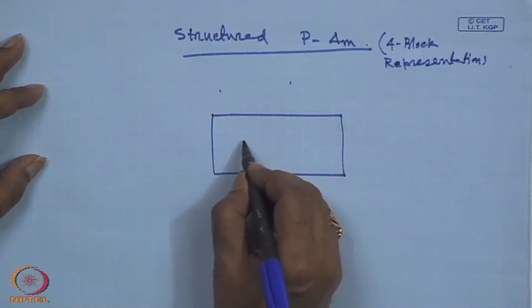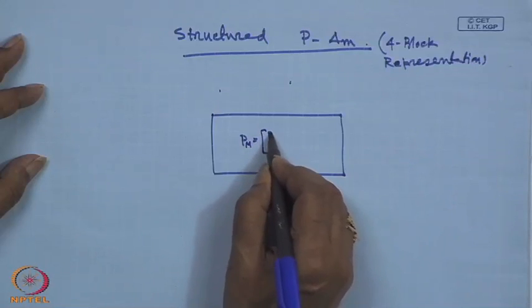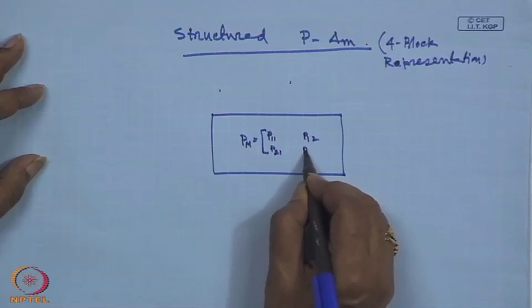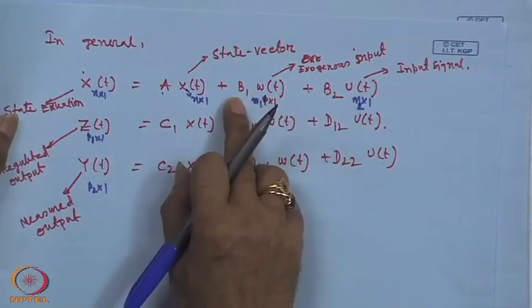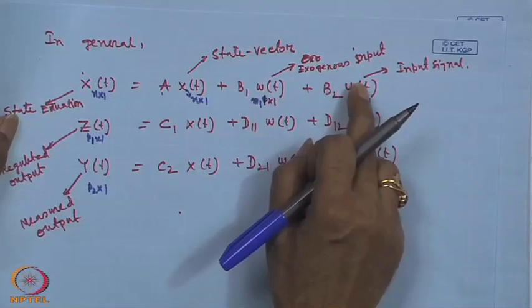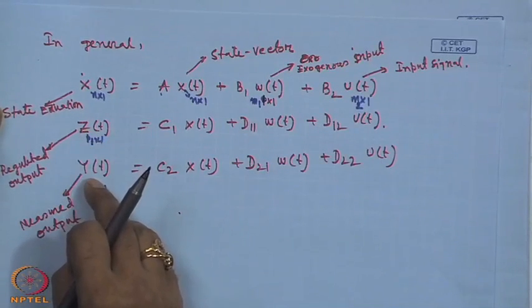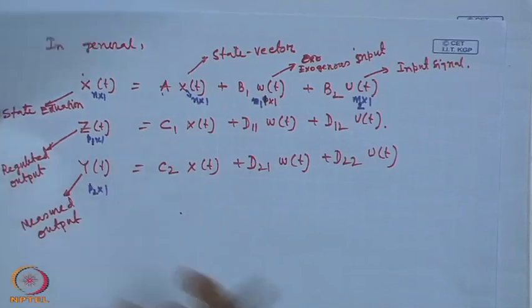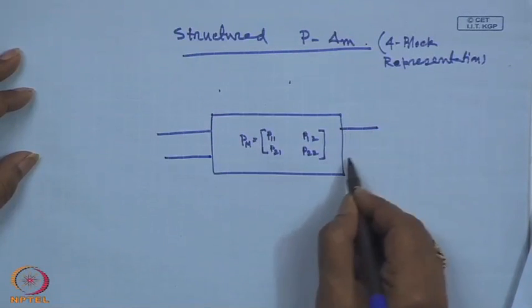So we have a plant model, P11, P12, P21, P22, and we have the inputs. Now, how many inputs are there? There are 2 inputs: one is the exogenous input, and the other is the control input signal. And how many outputs are there? 2 outputs: the regulated output and the measured output, which will be used for our control purpose. So naturally I can show it as a 2 input, 2 output system.